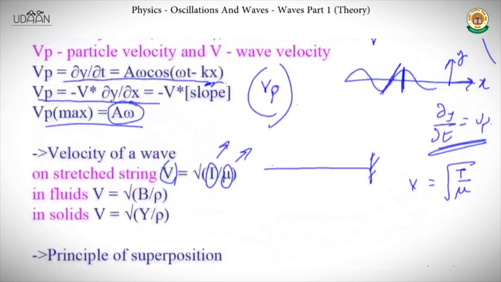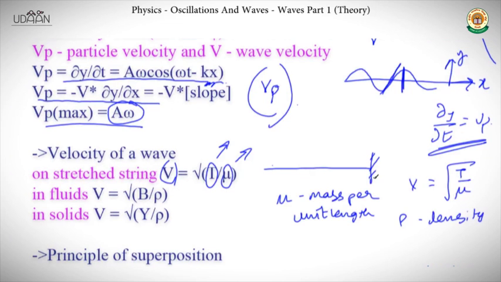An important thing is that mu is mass per unit length, exactly as I said, and rho is the density. So this is mass per unit volume and this is mass per unit length. Obviously the units and dimensions of mu are different from the dimensions of rho.